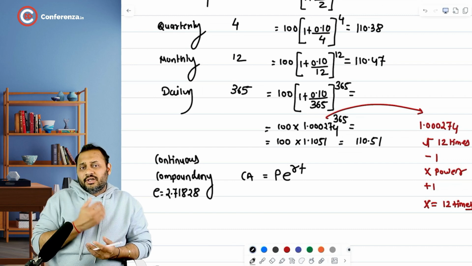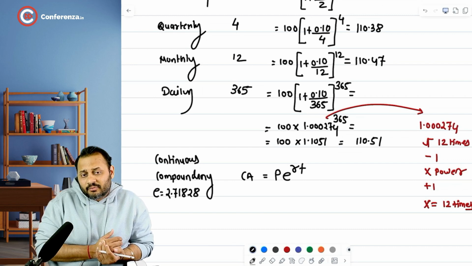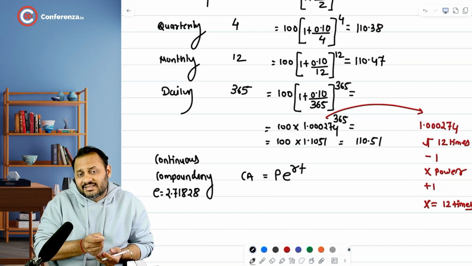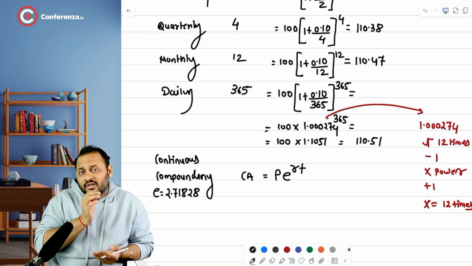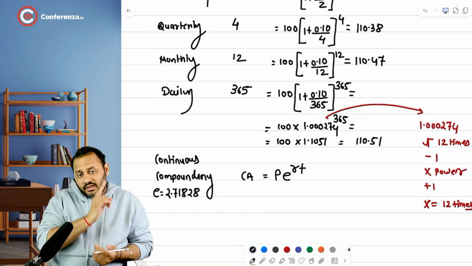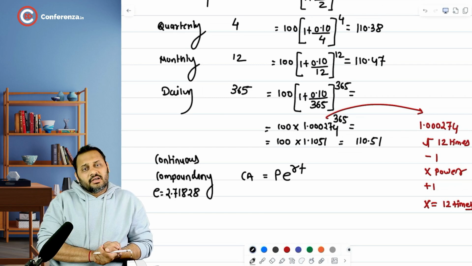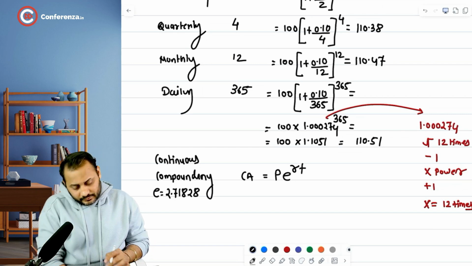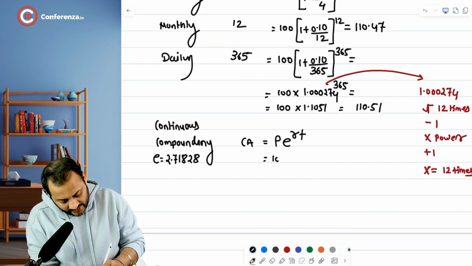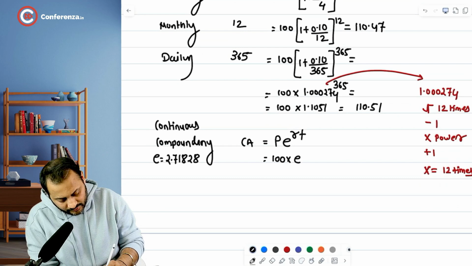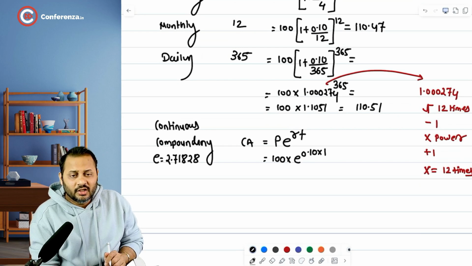Why did you not consider n here for the number of compounding? Because by writing e itself, you are showing that you are going to do continuous compounding. R means the rate of interest and T means the time, in this case 1 year. So we will write it like this: 100 into e to the power 0.10 into 1. That means 0.10 itself. Now how to calculate it?